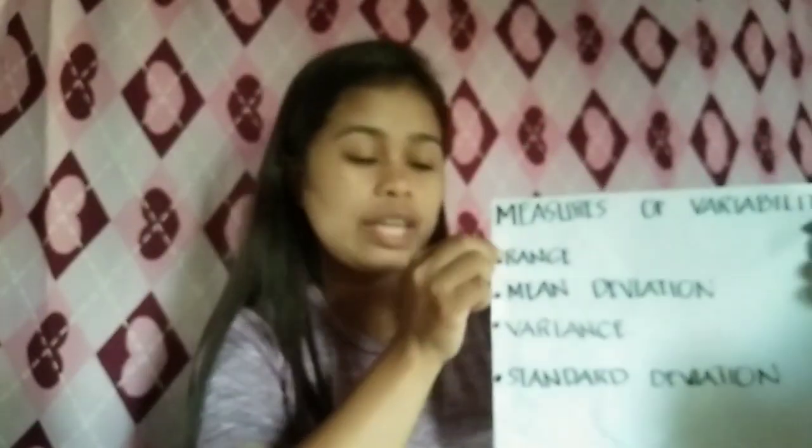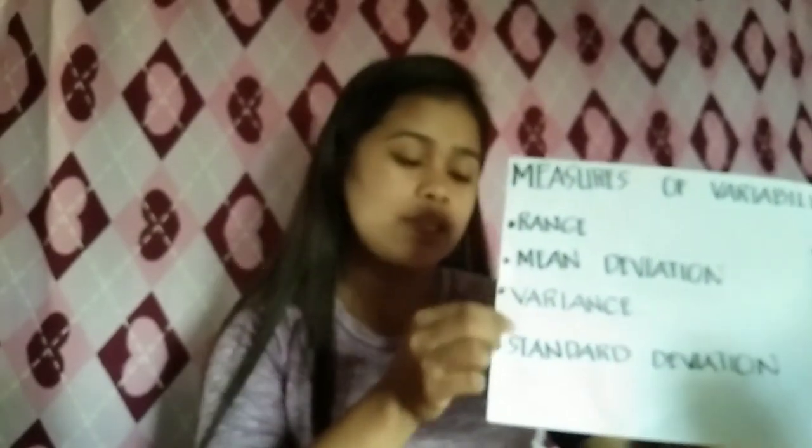Today, we will discuss the measures of variability. The measures of variability represent the amount of dispersion of a data set. I have four measures of variability: number one, range; mean deviation; variance; and the standard deviation.